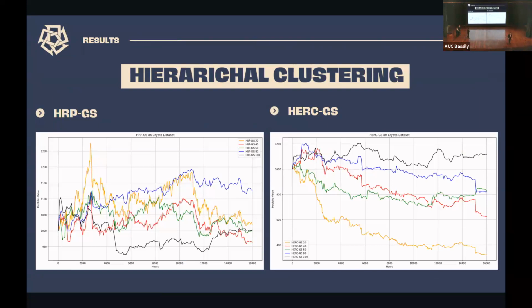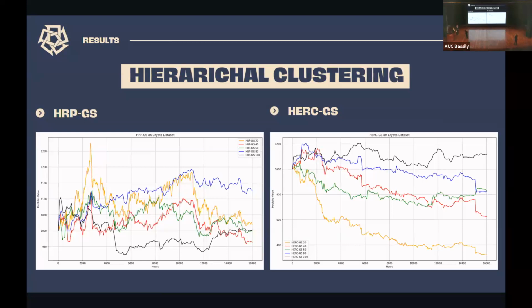As we can see here, we have the 2 hierarchical clustering algorithms combined with the Gerber statistic. On the left is the HRP one. Let me further explain how the process goes. First, the benchmark that we used on how the algorithm performs is by giving it a certain budget. In our case, it was 1,000, and we gave it a certain number of steps. Here, as we mentioned before, the cryptocurrency dataset is an hourly dataset, which means every step corresponds to 1 hour.